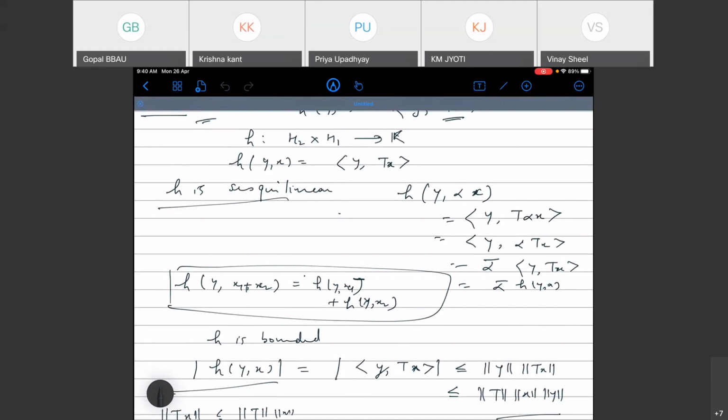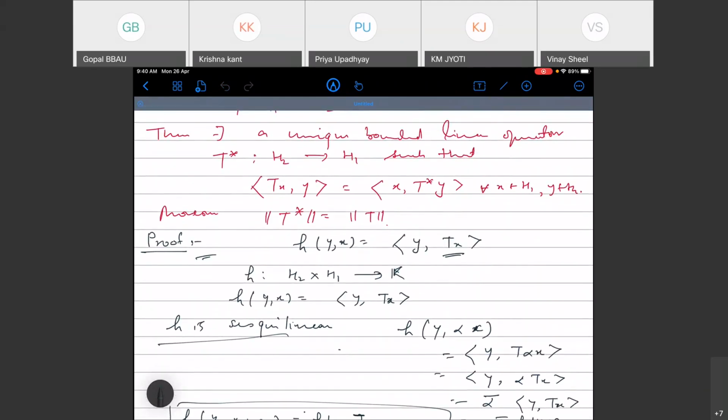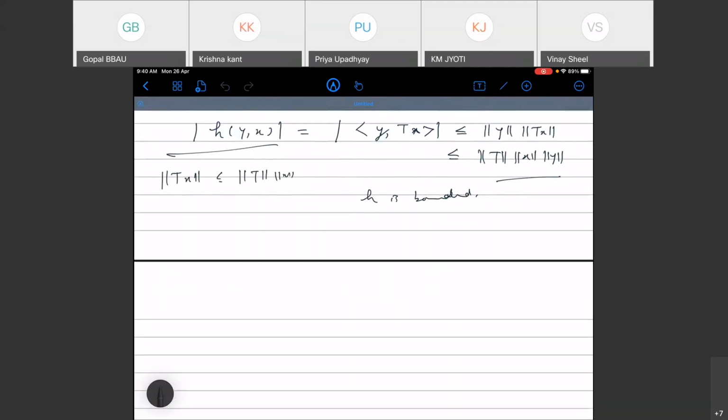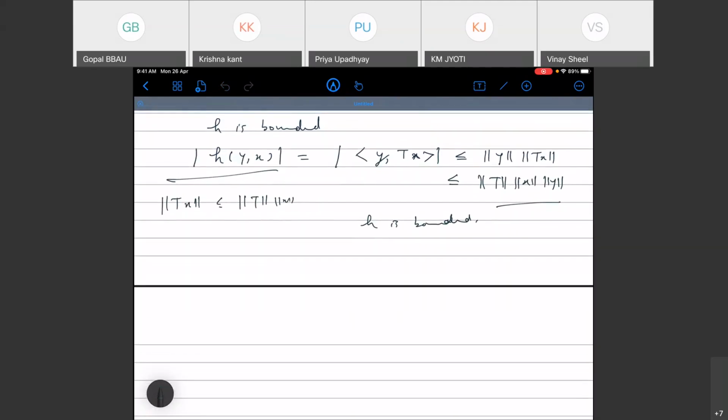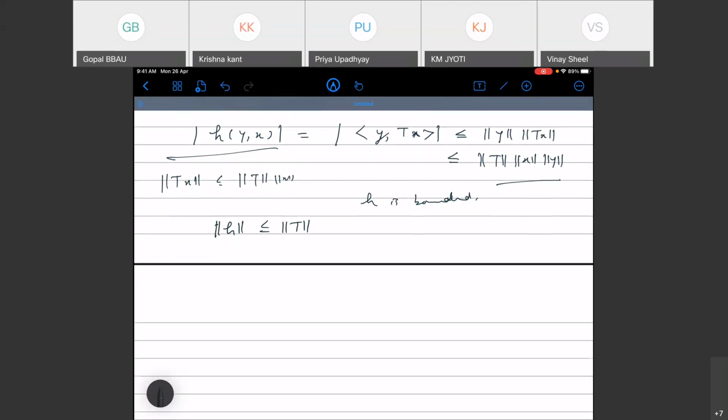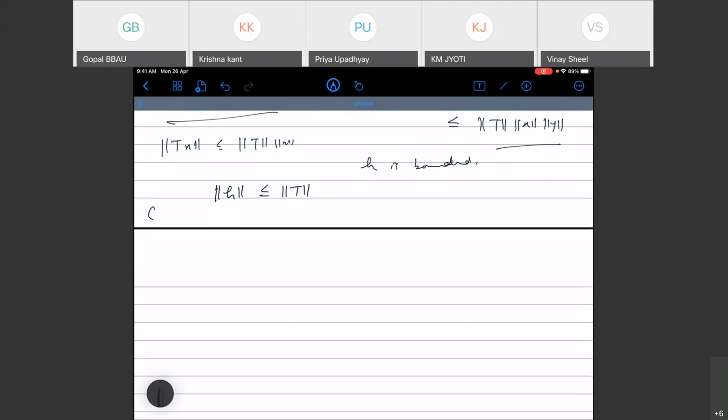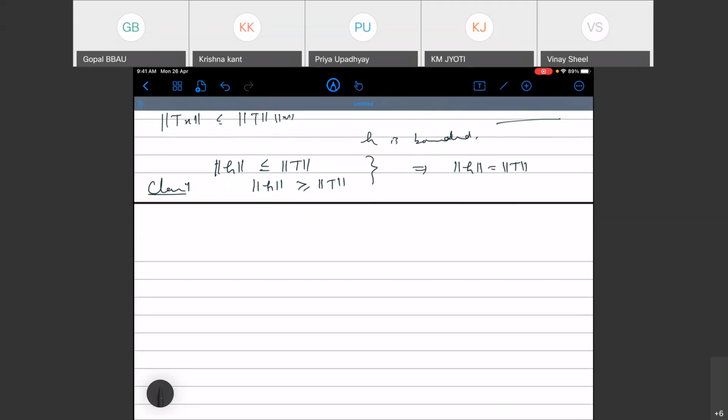Before using that theorem, let me show what we have proven so far. We have proven that h is bounded and norm of h is less than or equal to norm of T. Now we claim that norm of h is in fact greater than or equal to norm of T, and both these two imply norm h equals norm T.